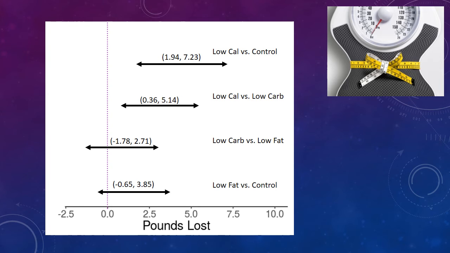That means that it's really quite plausible that the low-fat diet has greater weight loss than the control condition. But having a high probability of being greater than 0 doesn't mean that the difference is all that great. The advantage of the low-fat diet over the control condition, while likely positive, is still much smaller than the advantage of the low-calorie diet.